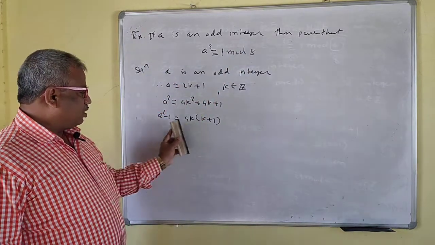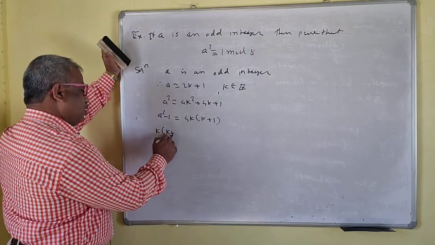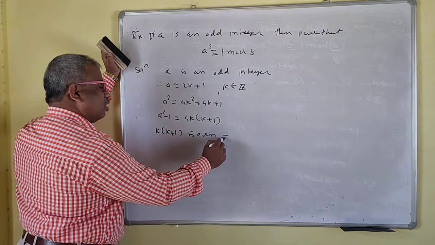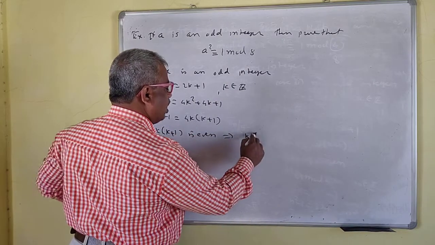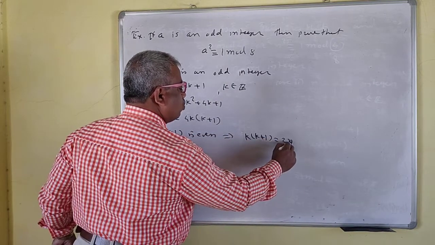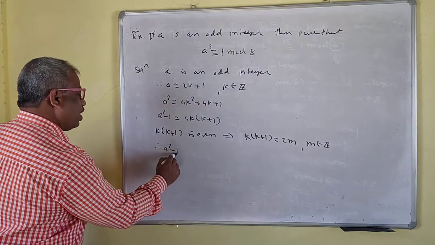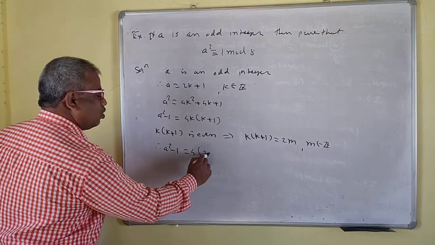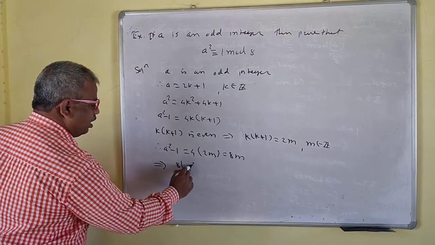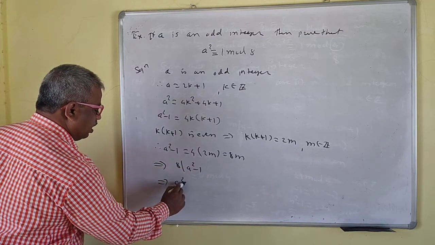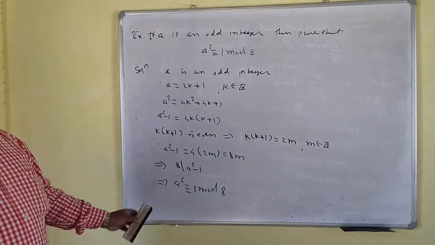So I have to write this: a square minus 1 is 8 times something. Now k into k plus 1 is even. This implies that k into k plus 1 is equal to 2m, where m belongs to Z. So a square minus 1 is equal to 4 into 2m, so this is 8m. This implies that 8 divides a square minus 1, and this implies that a square is congruent to 1 mod 8. So now it is over.